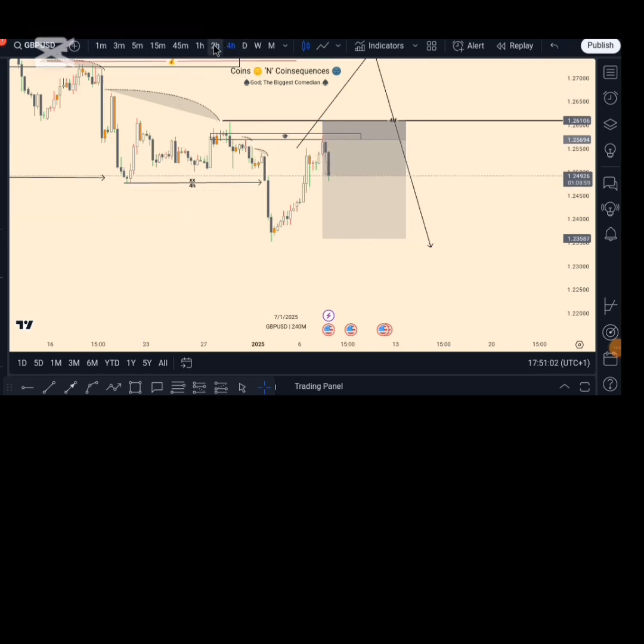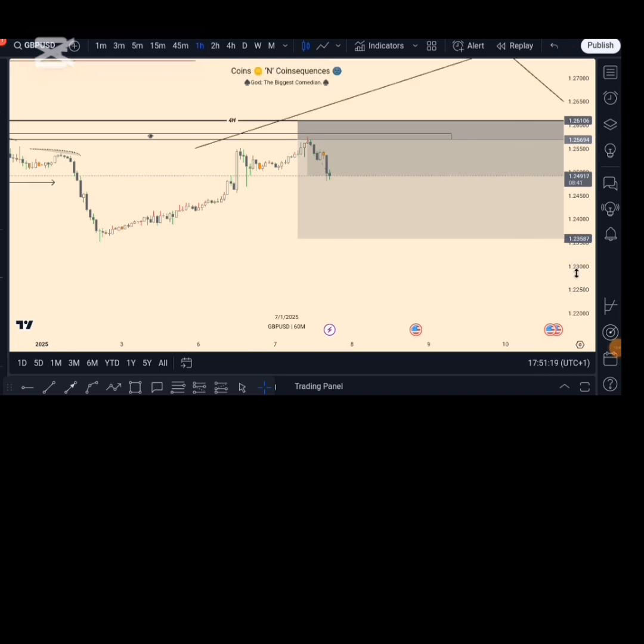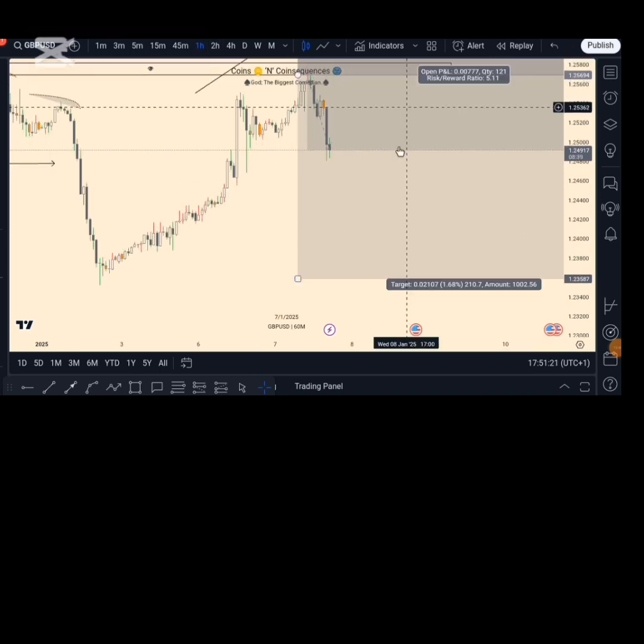Now, since 4 hours and 2 hours narrate the daily time frame, guess what? What narrate the 4 hours time frame? The 1 hour and the 15 minutes are what narrate the 4 hours time frame. So let's go down and see if we can actually see a re-entry or something to trade.